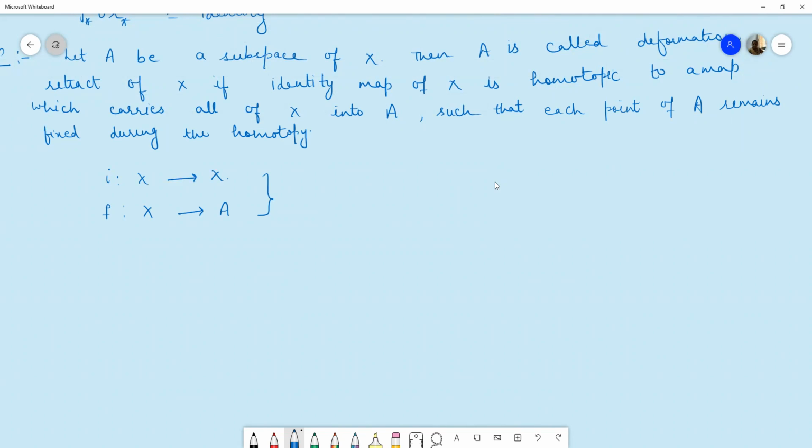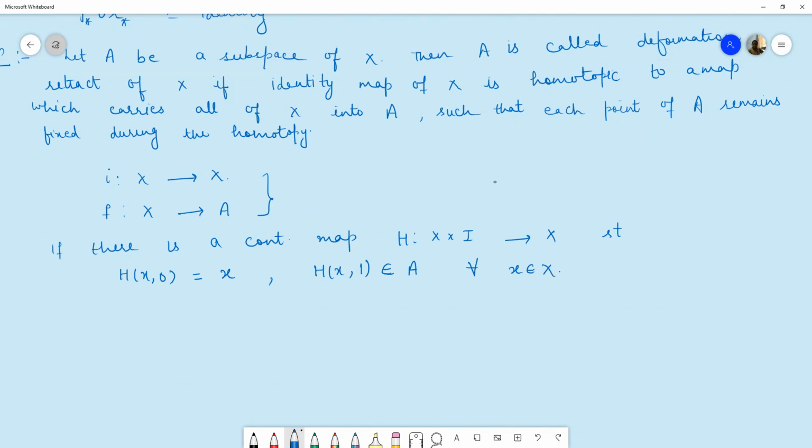So we can define the situation like this: if there is a continuous map capital H from X cross I to X, this is basically the homotopy map, such that first of all Hx0, because we are saying that these two mappings are homotopic to each other, so Hx0 is Ix, or we can say this is x, and Hx1 is equal to Fx, and F is the mapping which carries the whole of X into A, so it means Hx1 belongs to A. So if these two conditions hold for every x in X, and the third condition is that each point of A remains fixed during the homotopy. That means if we take any small a in A and take any t in I, H of a,t is equal to a itself for each a in A.